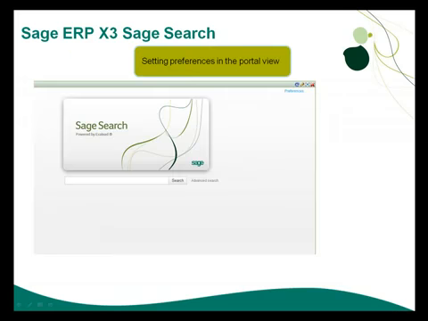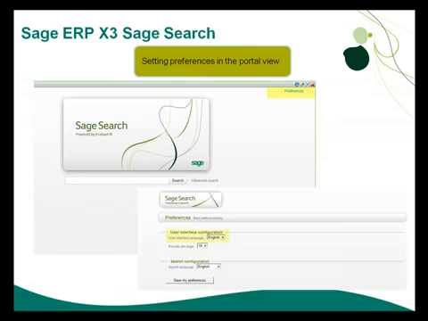Sage Search can be accessed in the portal view. You can set preferences such as the language and how many results to show on a page. As you can see, Sage Search has a very easy-to-use interface. You can drag and drop Sage Search anywhere you want on the portal. To start a search, enter your text and then click Search. It's also possible to use an asterisk as a wildcard. The search is performed on all available documents.